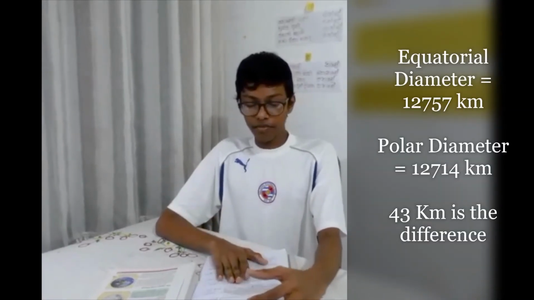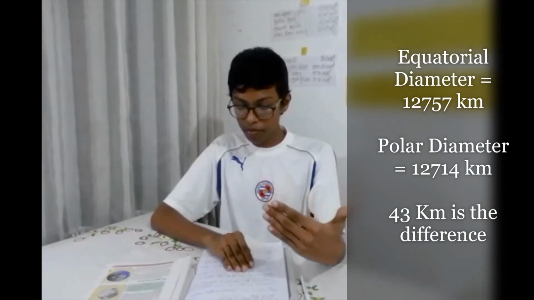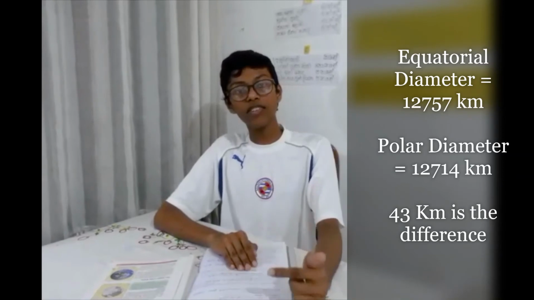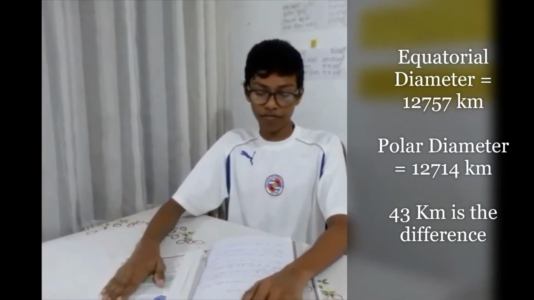If we take a question, explain this. It may be in your exam, so in your exam this may be asked. So let's be ready for it. Let's consider the equatorial diameter and the polar diameter. The equatorial diameter is 12,757 kilometers, as given in your book.